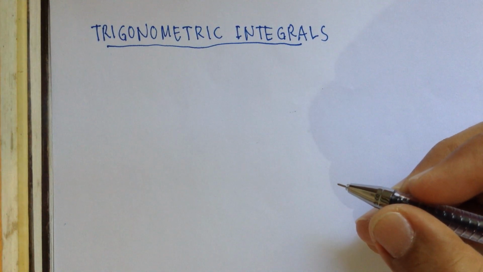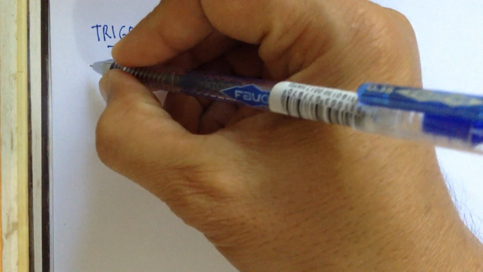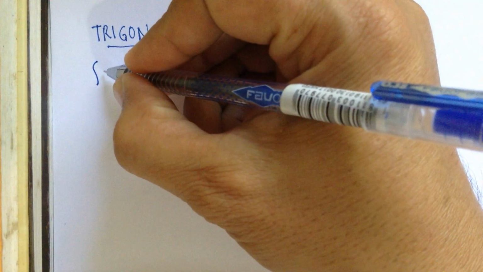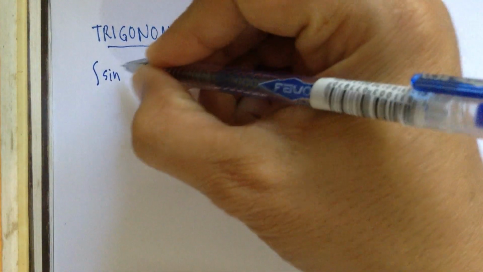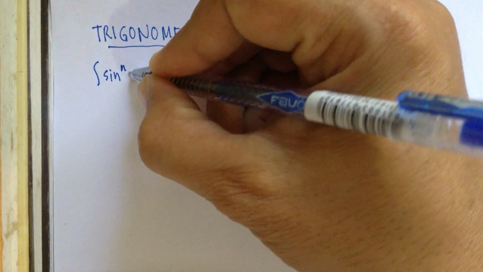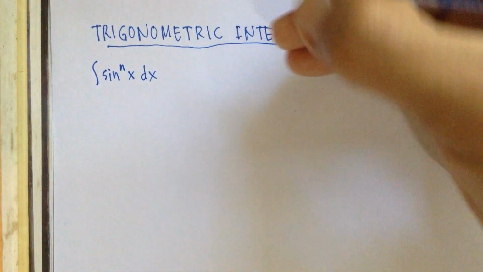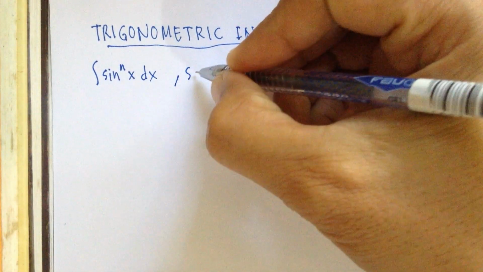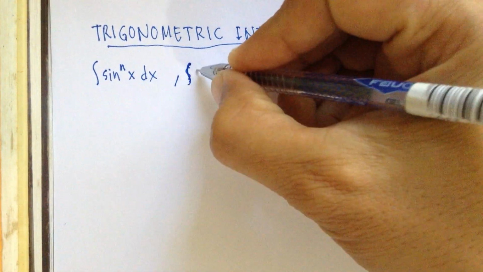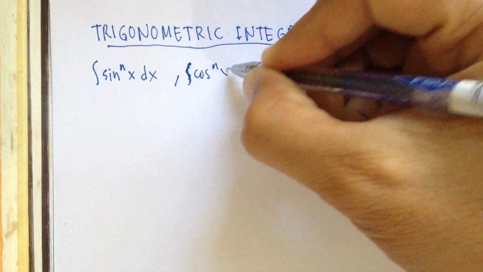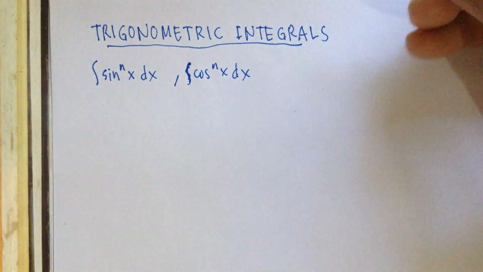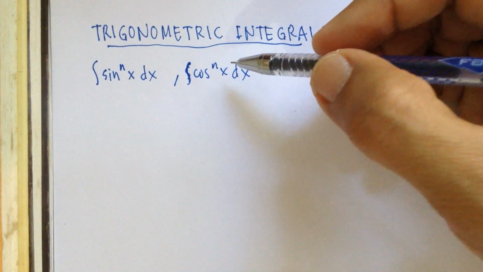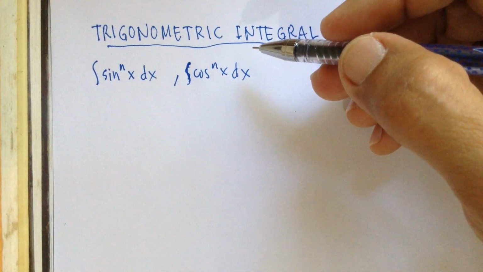First is the case where we find the integral of sine to the n of x dx, or the integral of cosine to the n of x dx, where n is either even or odd.